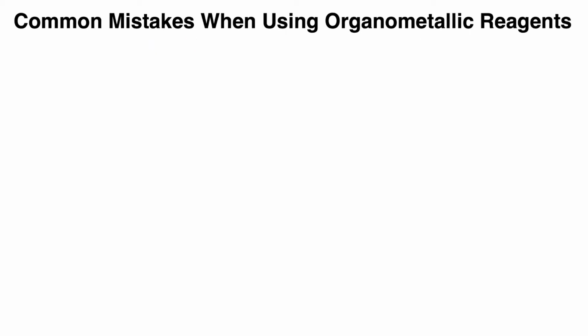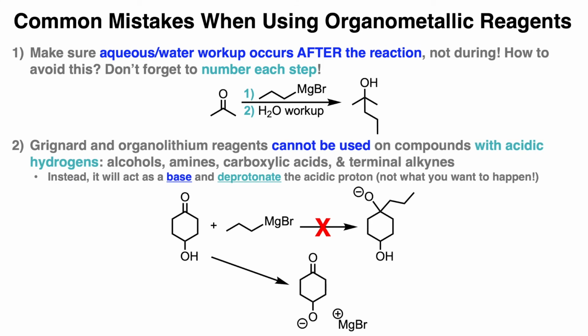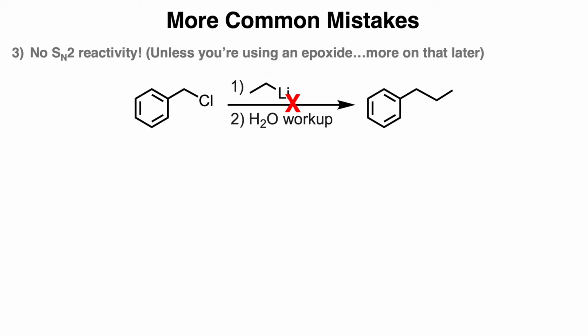Some common mistakes when using organometallic reagents: first, you want to make sure that the water workup occurs after the reaction as a second step. Secondly, Grignard and organolithium reagents cannot be used on compounds with acidic hydrogens. So if your starting molecule has any alcohols, amines, carboxylic acids, or terminal alkynes, the acidic proton will actually get deprotonated instead, while the carbonyl stays untouched, which is not what you want to happen in these types of reactions.